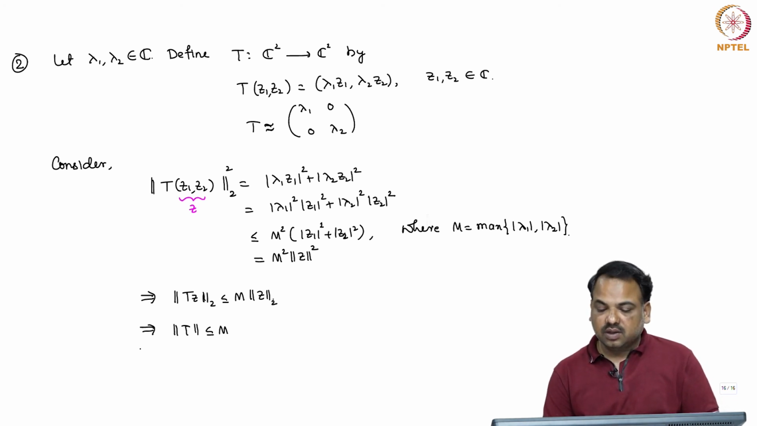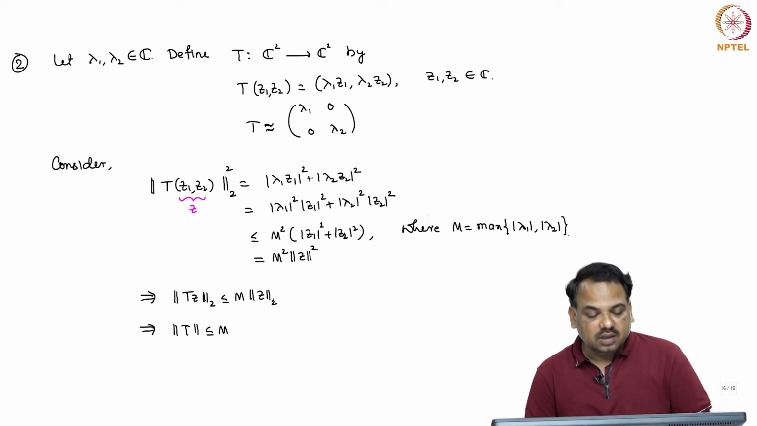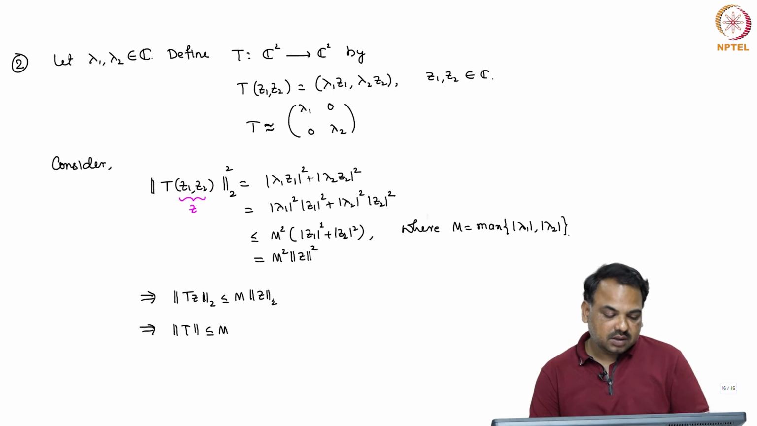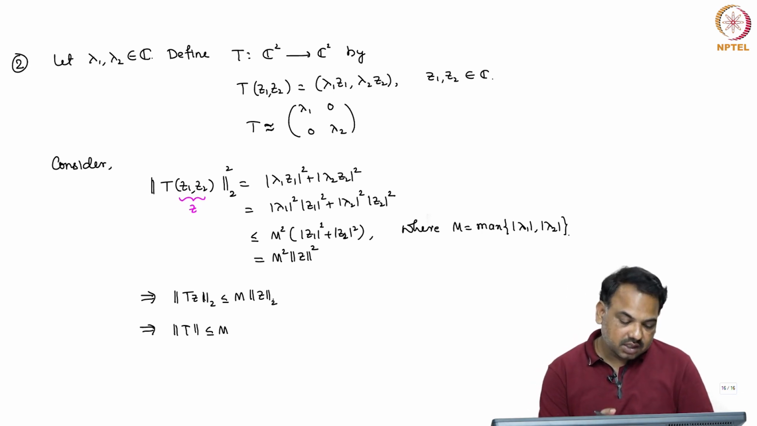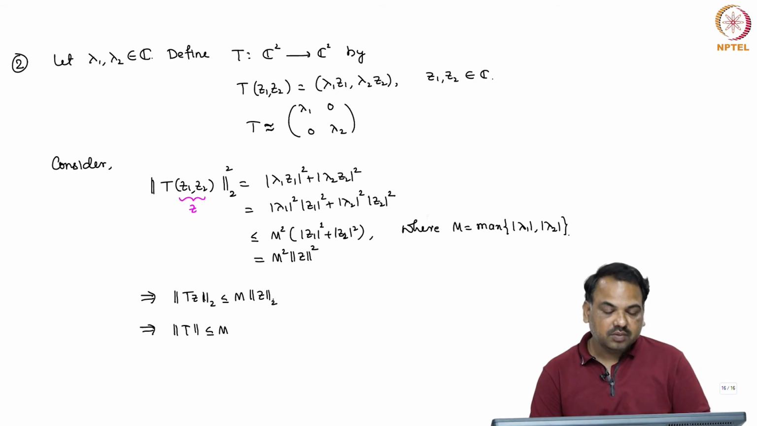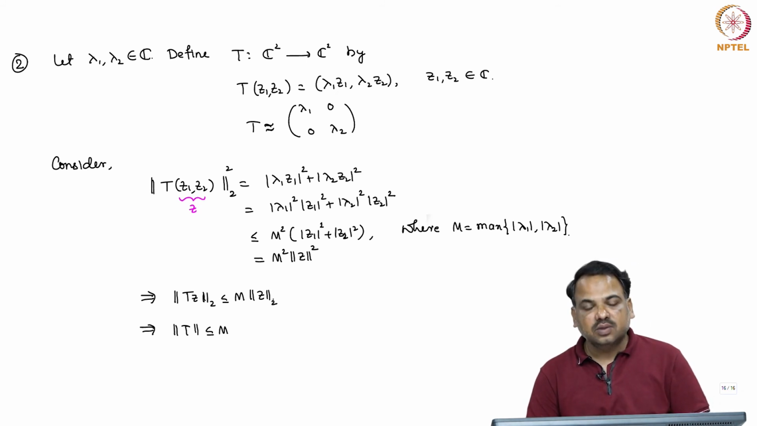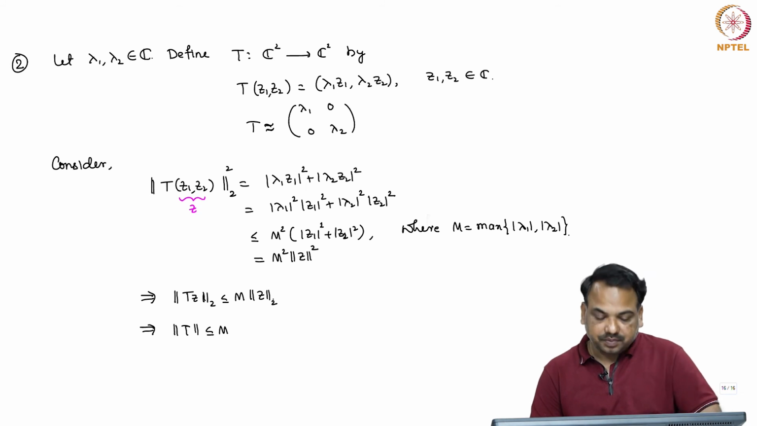Now the question is the following: can we get equality? That means, can you get a unit vector where the norm of that unit vector under T is exactly the norm of the operator? So we are expecting that the norm of the operator is equal to m. Can we say that there exists a unit vector where this m is attained?